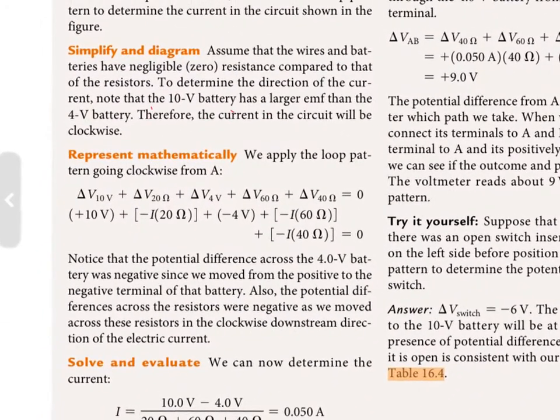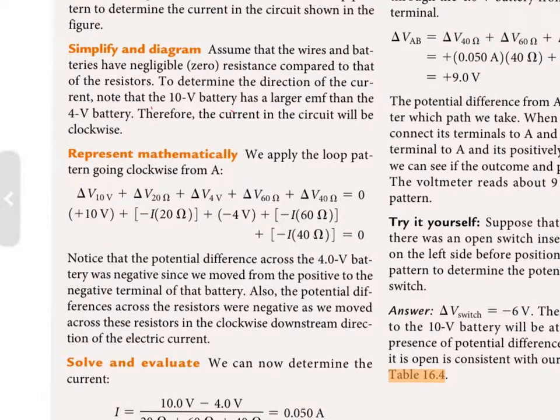We apply the loop rule going clockwise, okay? Notice how what they've done is they've said the change in voltage across the 10-volt battery, the 20-ohm resistor, the 4-volt battery, the 60-ohm resistor, and the 40-ohm resistor. They've got 5 separate terms there. So they're looking at the voltage change across each one of those devices.